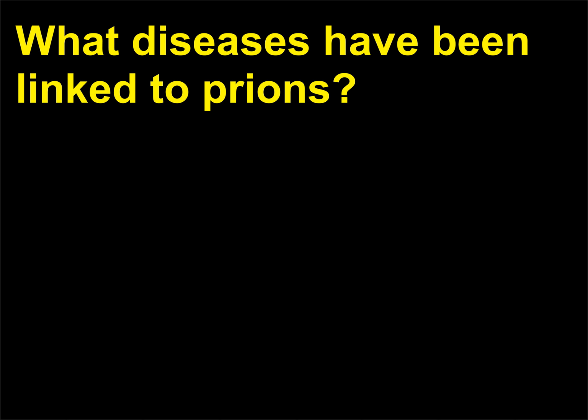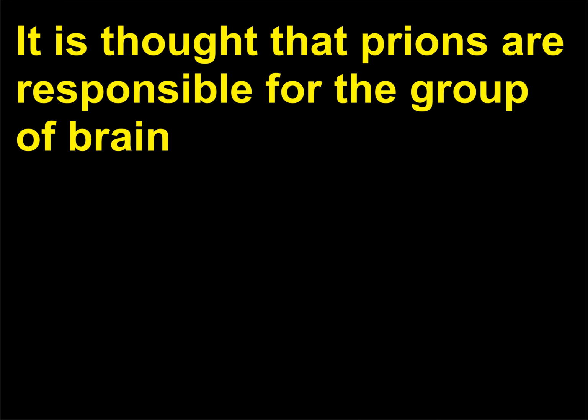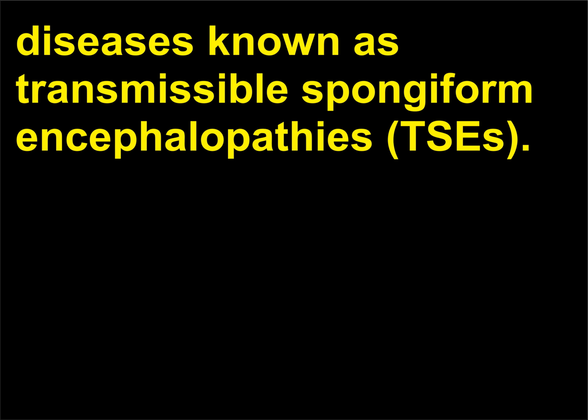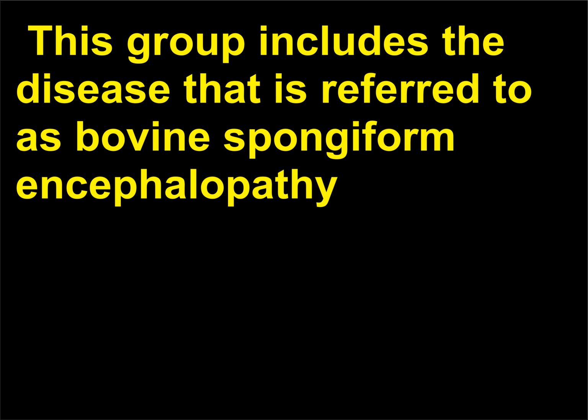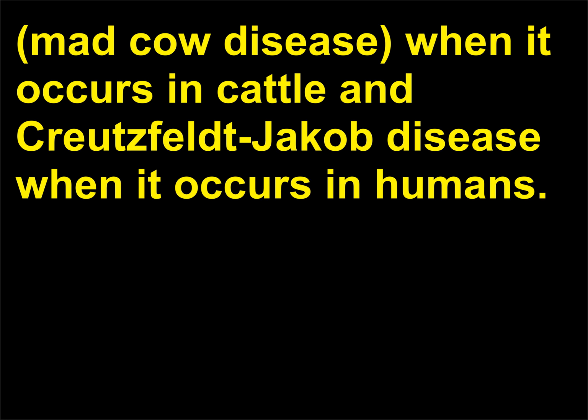What diseases have been linked to prions? It is thought that prions are responsible for the group of brain diseases known as transmissible spongiform encephalopathies, TSEs. This group includes the disease that is referred to as bovine spongiform encephalopathy, mad cow disease, when it occurs in cattle, and Creutzfeldt-Jakob disease when it occurs in humans.